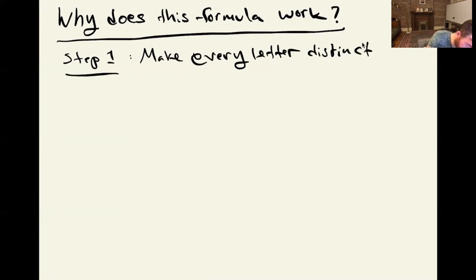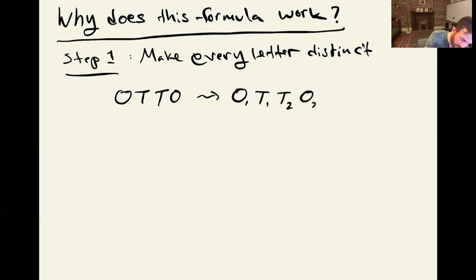So imagine I look at auto. Then I could say, well, I've got a little O, but now with a 1 sitting below it. And I've got a T with a 1 sitting below it. Then I've got a T with a 2 sitting below it, and another O with a 2 sitting below it. Don't worry, we're not doing chemistry here.